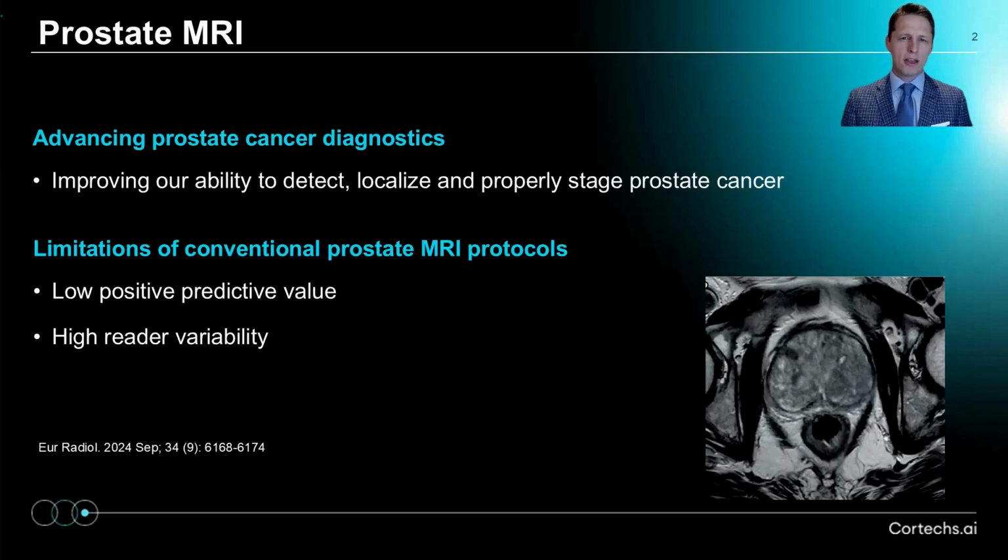While prostate MRI has been increasingly helpful in improving our ability to detect, localize, and properly stage prostate cancer, there are certainly limitations with our current prostate MRI protocols, including varied accuracy, still failing to detect clinically significant prostate cancer in a substantial number of cases, as well as there being considerable variability in prostate MRI interpretation across radiologists.